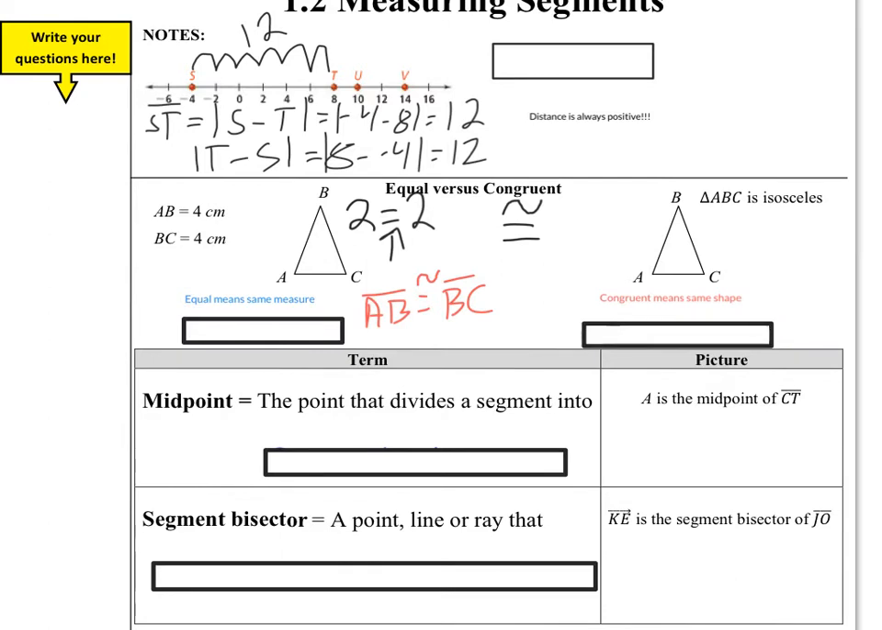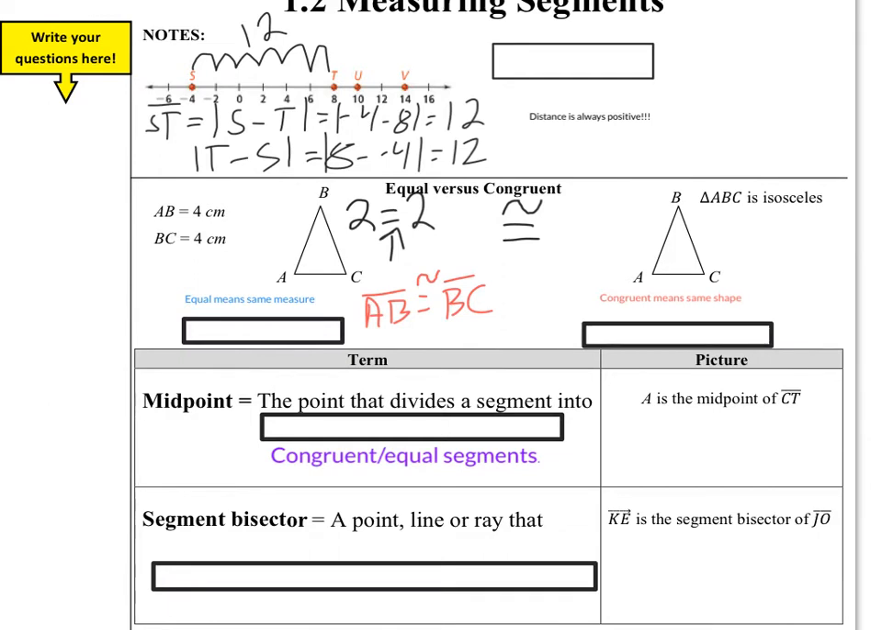We have two terms now. The first is midpoint, and a midpoint is a point that divides a segment into congruent or equal segments. So they're going to be the same measure and the same shape after they're split up. So when we look at that, in our picture here, we have A as the midpoint of segment CT. So I would have a segment drawn, and we would have point C and point T as our endpoints. And then we would have a midpoint, which would be exactly in the middle, and that would be point A.